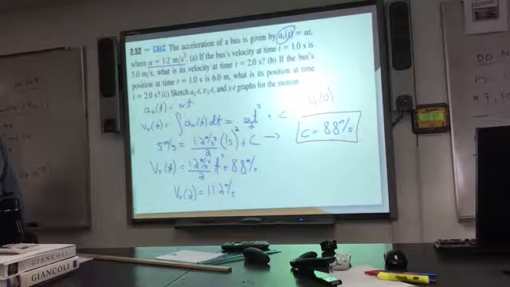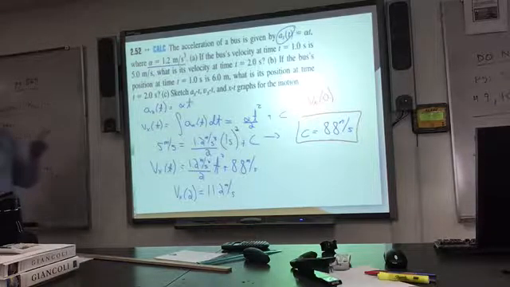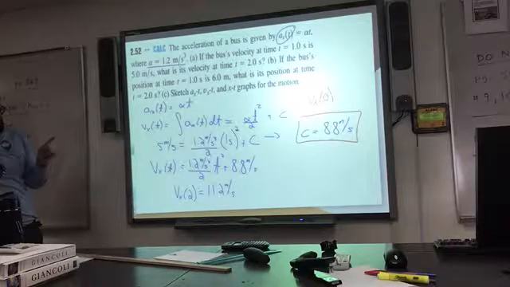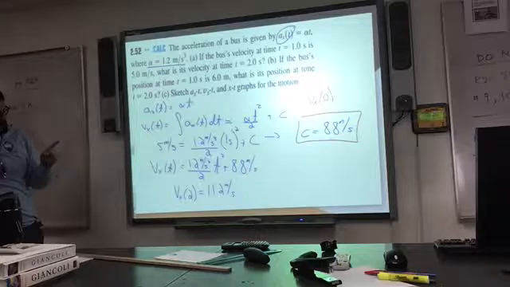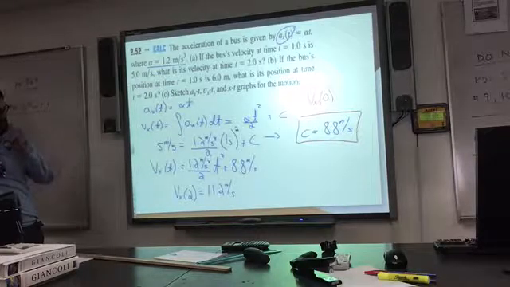If the bus's position is 6 meters, what is the position at 2? Okay, so do the same thing, right? Integrate V and then use the initial condition to find C. No, you already integrated V. You just have to plug in C. I meant to find the position. Integrate.